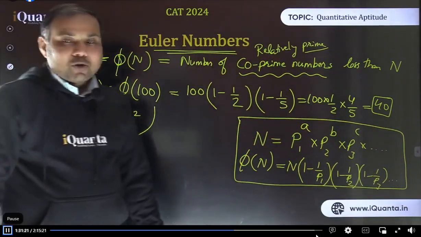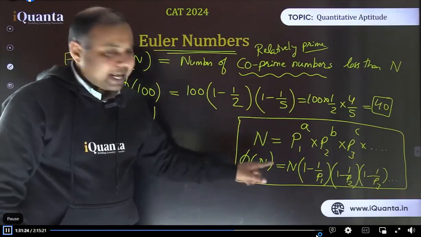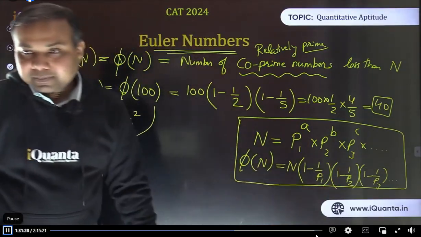Now, in the questions of remainders, when we are going to discuss remainder theorems, we are going to make use of this value of phi n basically. So we need to understand how to calculate this phi.